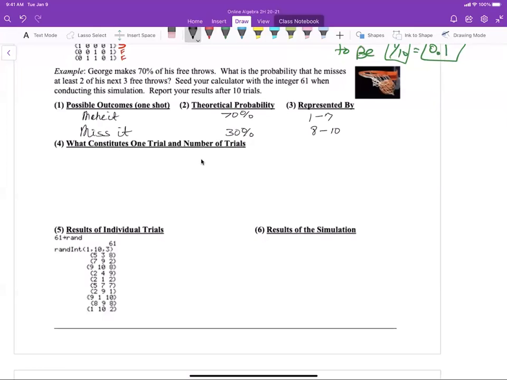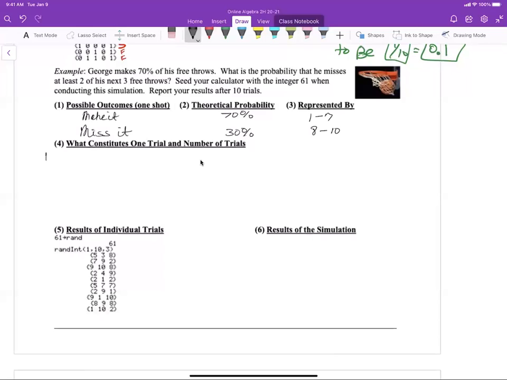All right, what constitutes one trial and the number of trials? So what did they ask us for? What is the probability that he misses 2 of his next three throws? So we're going to have 3 total numbers, and we want to report a total of 10 trials.